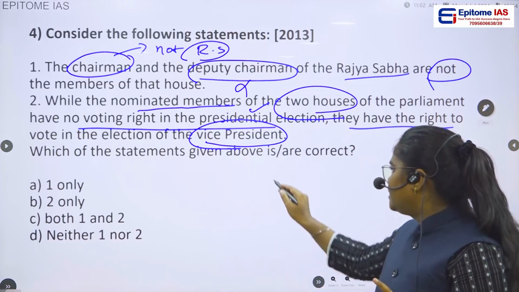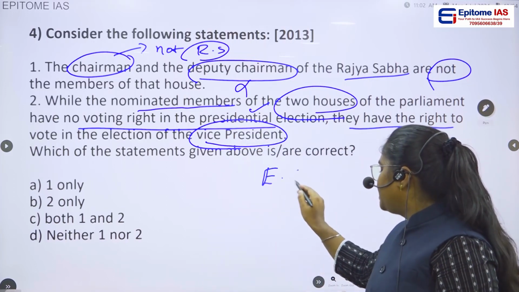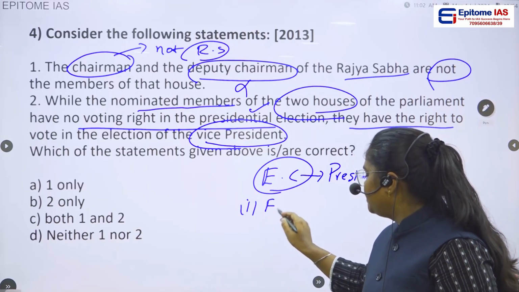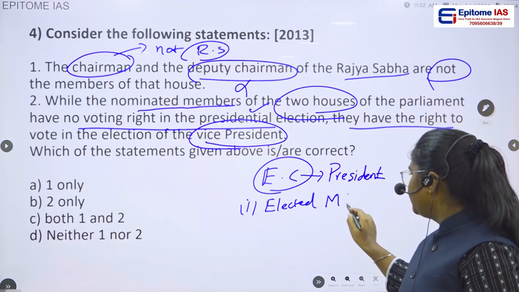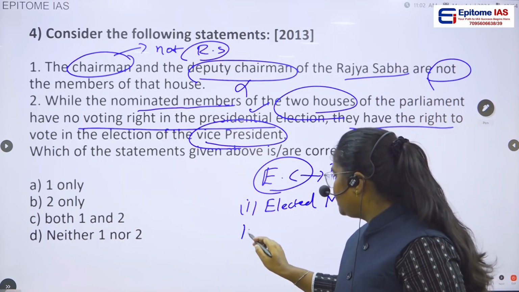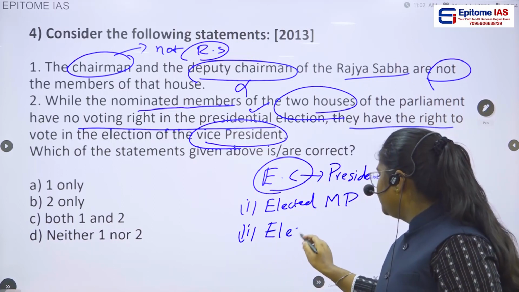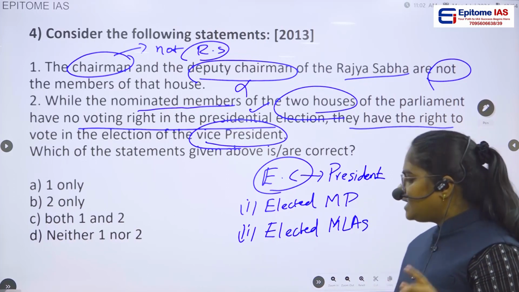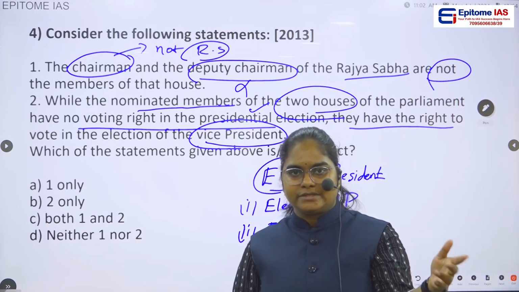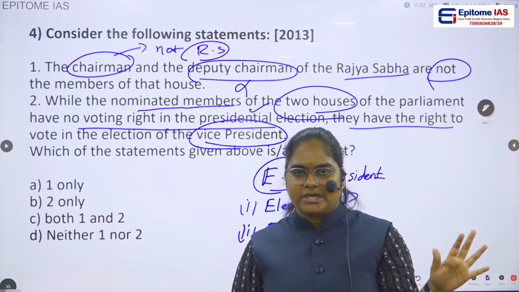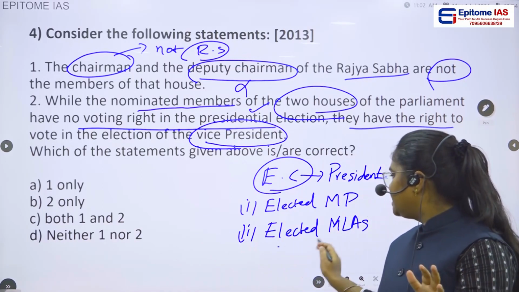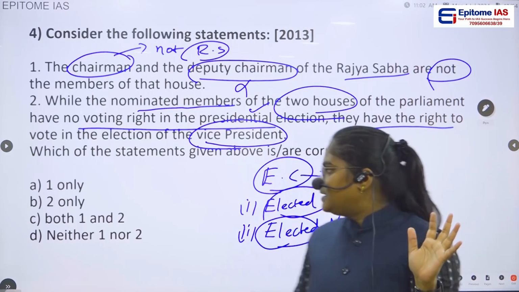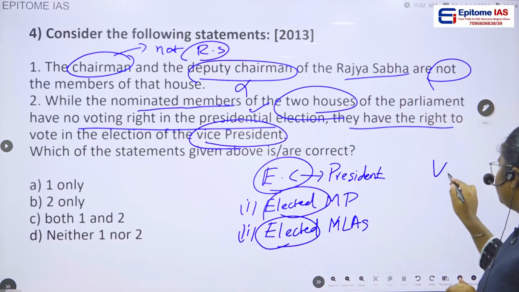So if you see the electoral college of the president, it will have the elected members of parliament, and we have the elected members of state legislative assemblies, along with the elected members of the union territories of Delhi and Puducherry. Okay, only the elected members take part in the president's election.